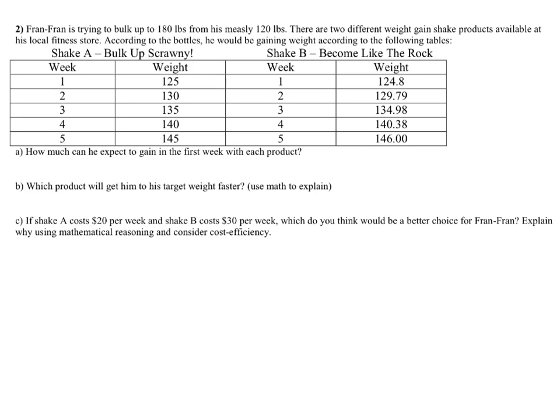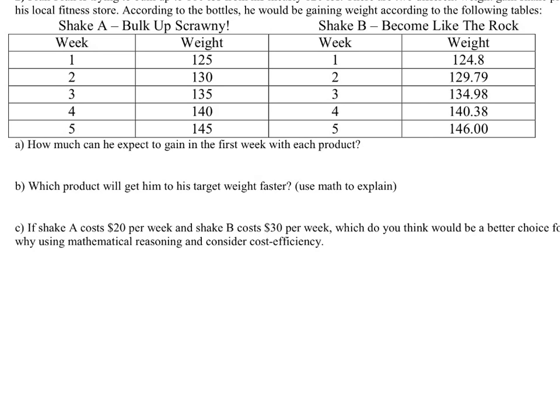Moving on to 2, Fran, starting out at 120 pounds, and he's trying to get up to 180 pounds. How much can he gain in the first week with each product? Well, Shake A is going to beef him up to 125, which is 5 pounds. Shake B, which is over here, Become Like the Rock, he went up from 120 to 124.8, which is an increase of 4.8 pounds. Which product will get him to target weight faster? Use math to explain. So that's actually going to be Shake B.